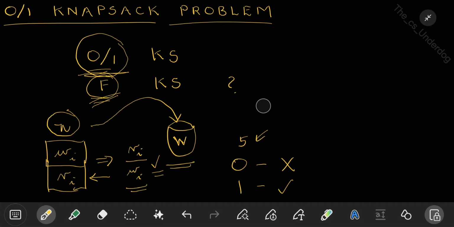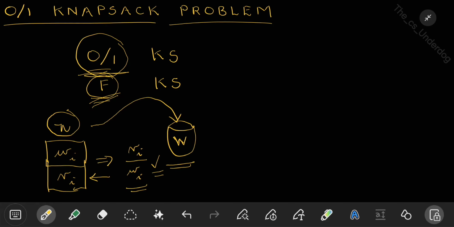Let us see what is the problem here. If you choose a greedy algorithm, why is it that you will not always succeed? I'll show you a simple example. From this, it will be clear why you should not choose a greedy algorithm while solving 0, 1 knapsack.